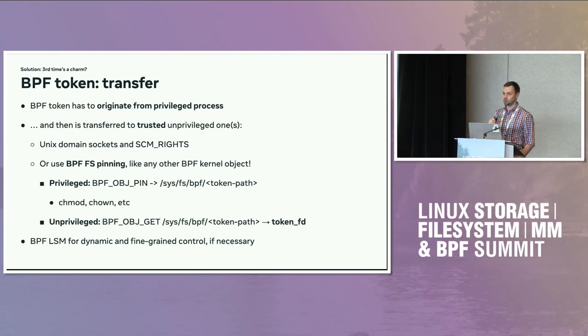This allows you to just expose it as a normal file within the BPF file system. You can change owner, change access mode, and basically control it using the normal file permissions. The file system itself you can control using mount namespaces, mounting, unmounting as necessary within the container. But eventually, the idea is that an unprivileged process should be able to open this file using the BPF object get mechanism that we do for any other BPF object. And once that succeeds, they get the token FD that they can use later for all the BPF operations.